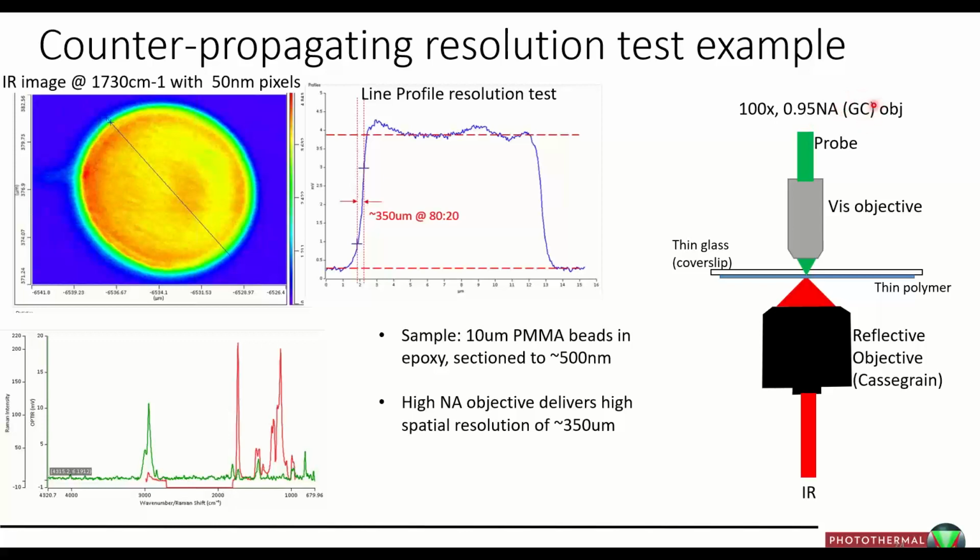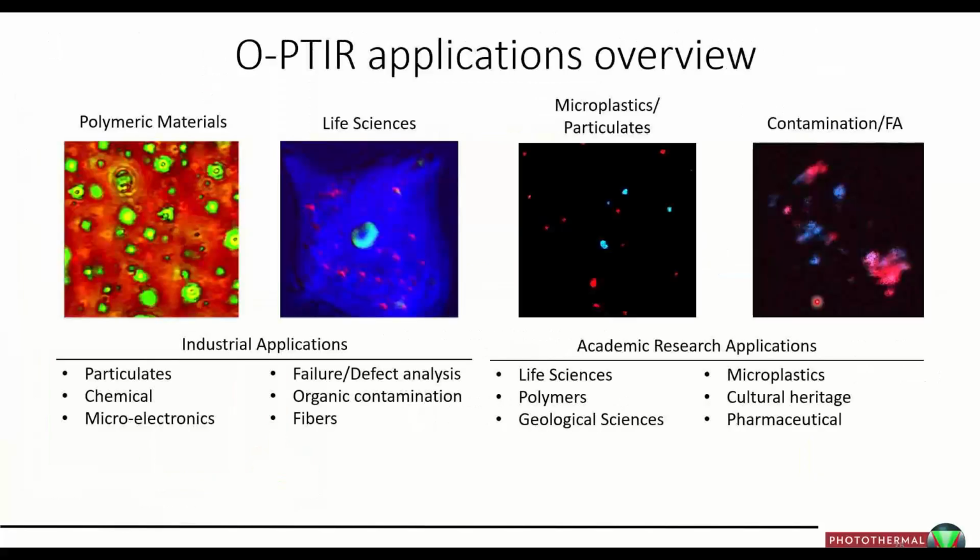And this is a glass compensated objective because we are having to measure through a glass cover slip into the film beneath it that's being excited from underneath. So this is an example of counter-propagating resolution enhancement. So that's where our sub 500 nanometer claims come from.